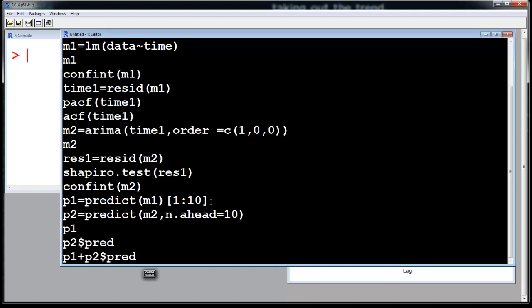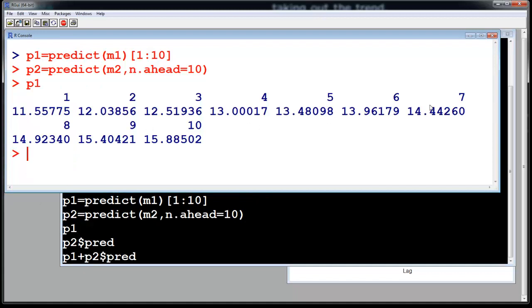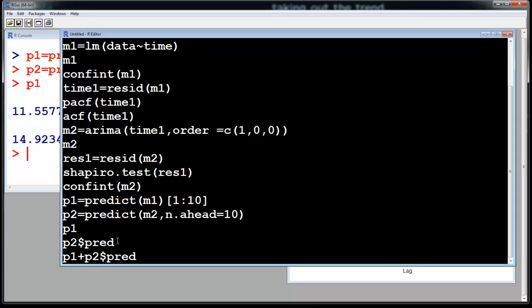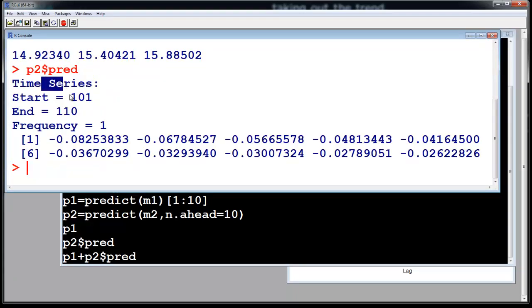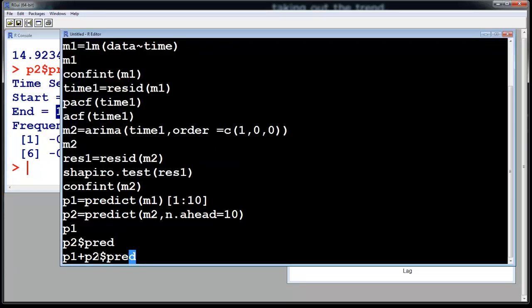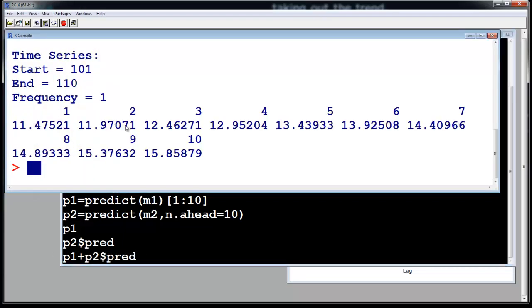So this P1 is you predict the linear regression. P2 is you predict the time series. Now let us just see P1. P1 is these 10 values. These are all coming from the trend. These are the values of the trend P1. P2$predict gives the values of P2. So this is a time series. It shows time series starting at 101 and ending at 110. So these are the values from the time series. The time series is predicting negative values for you. Then this is your total prediction, which is both the trend and the time series.